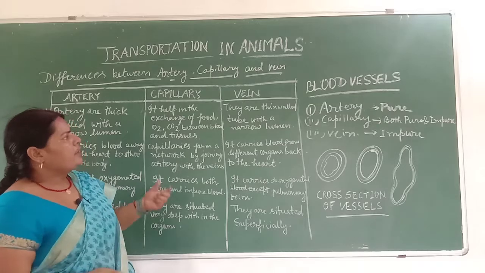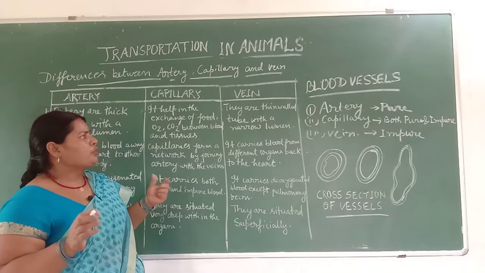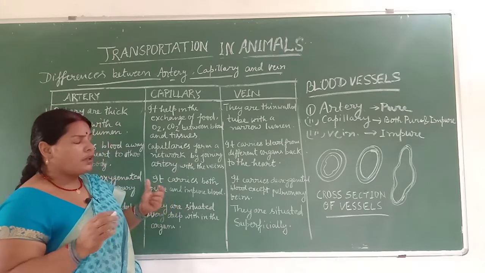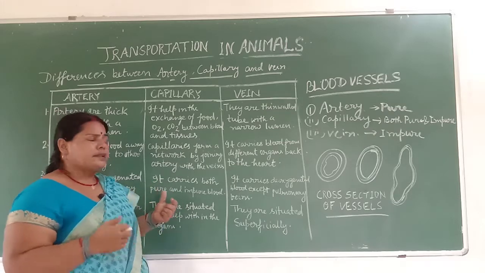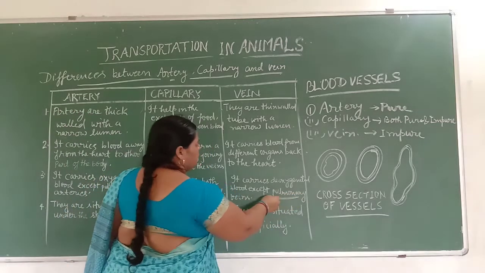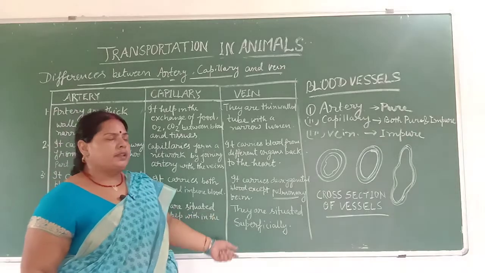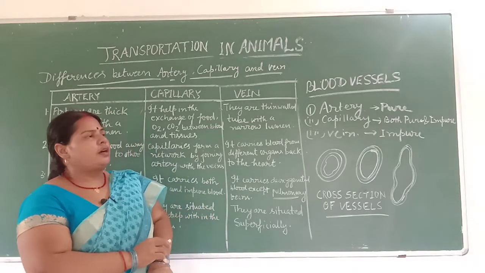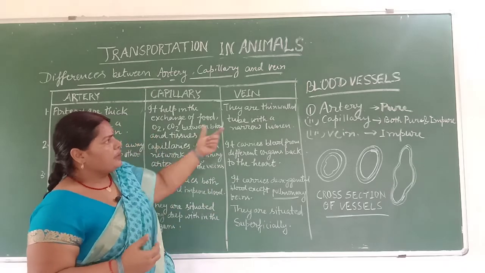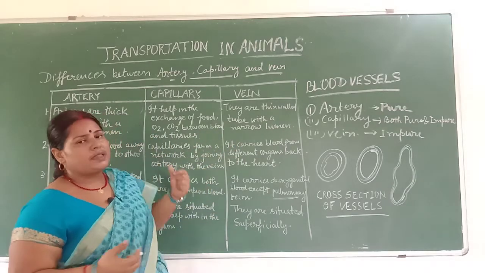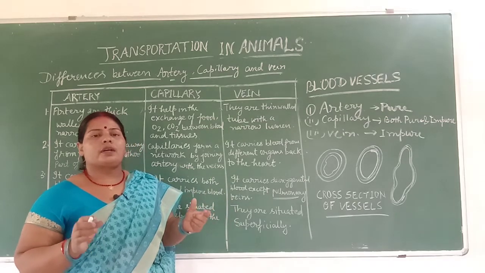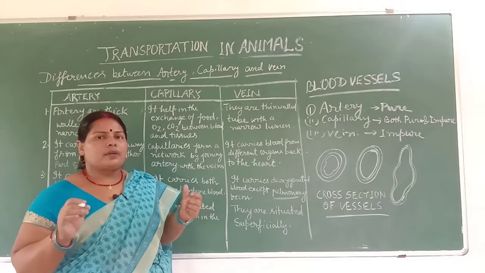Next is the vein. They are thin walled tubes with a narrow lumen. Next, it carries blood from the different organs back to the heart, and it carries deoxygenated blood except in the pulmonary vein, and they are situated superficially, means in the upper layer of the body. So students, you see what is the structure of the vessels and what is the function of the vessels, and after that you learn the differences of the different types of blood vessels.